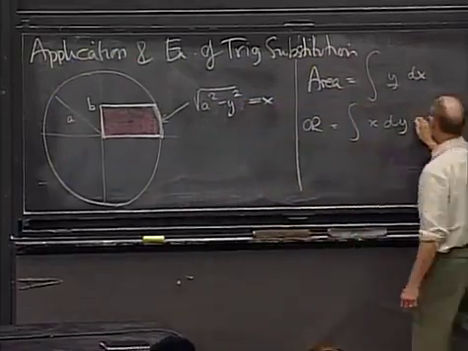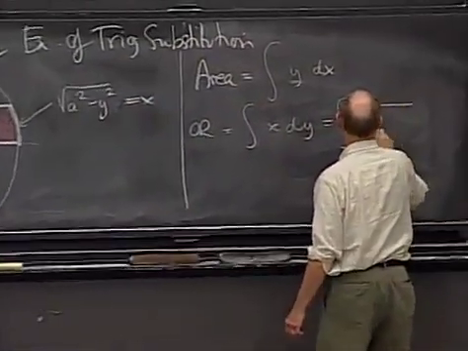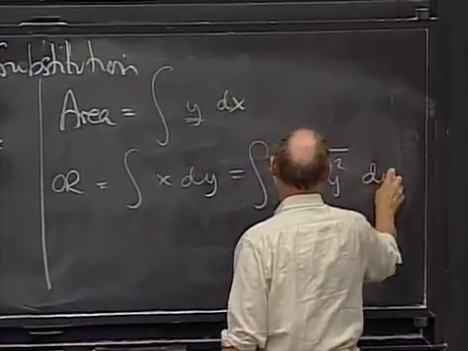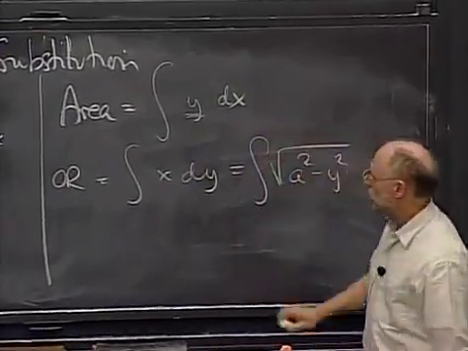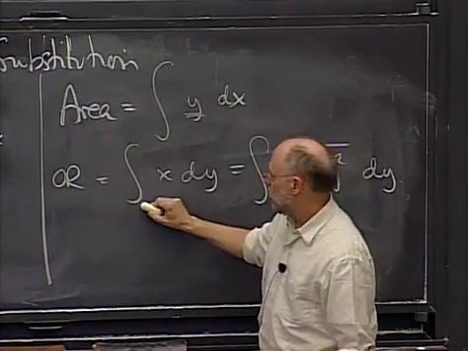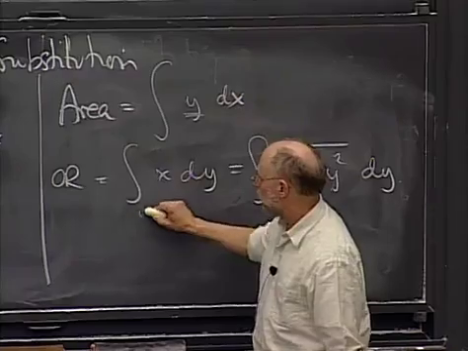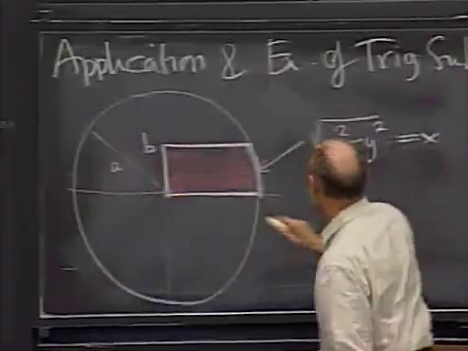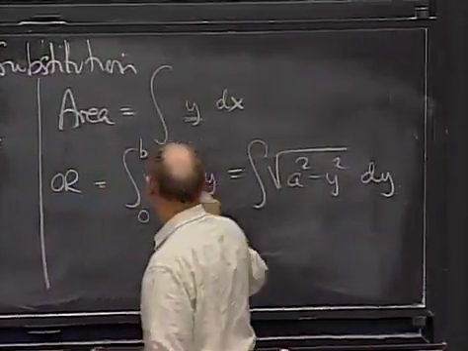And that's what I'm asked to integrate then, the square root of a squared minus y squared dy. And I can even put in limits of integration. Maybe I should do that because this is supposed to be an actual number. I guess I'm integrating it from y equals 0, that's here, to y equals b, dy.